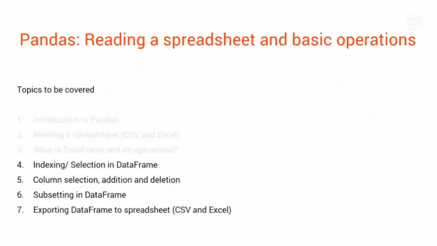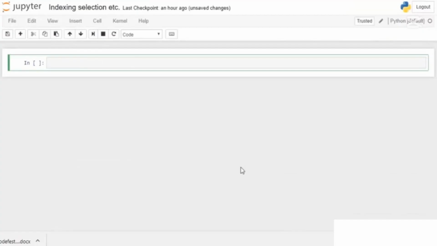In this video, we'll be working on a few more topics. First of all, we'll see how we can index or select data in a data frame. We'll also see column selection, addition and deletion. Also, we'll see how we can subset in a data frame. Finally, we are going to see how we can export our data frame to CSV and Excel file format. We'll be performing these operations in a Jupyter notebook for easy clarification. So let's just switch to Jupyter notebook.